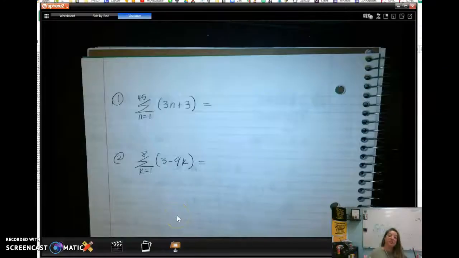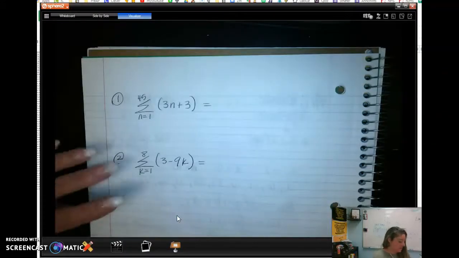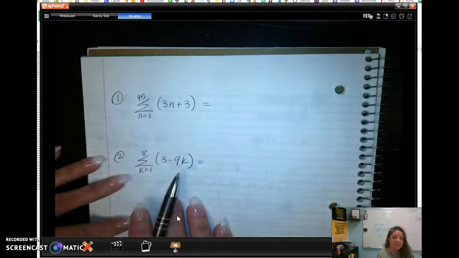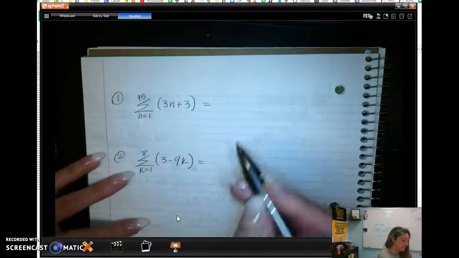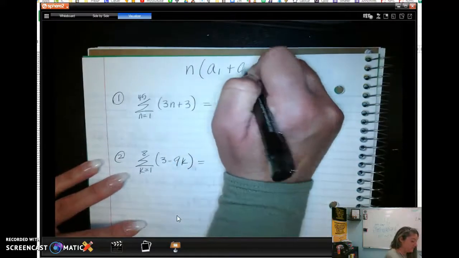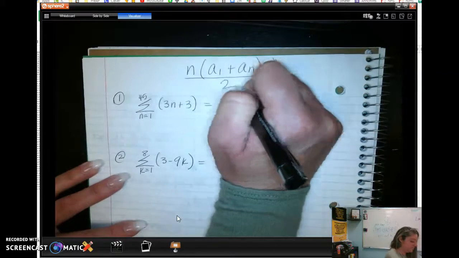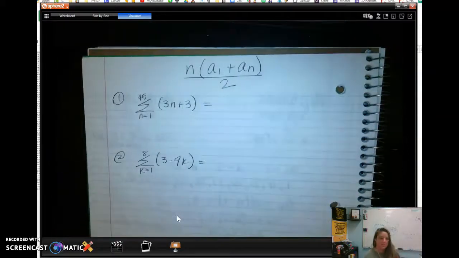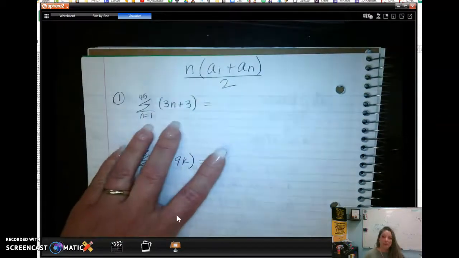All right, so again, make sure that you're showing your work and you're putting your work on your paper, okay? So this is what number 1 looks like. This is number 2. I'm going to go ahead and do both of them with you. Your formula for today is this one, okay? This is the formula that we're going to be using. This is the formula that will evaluate this series.